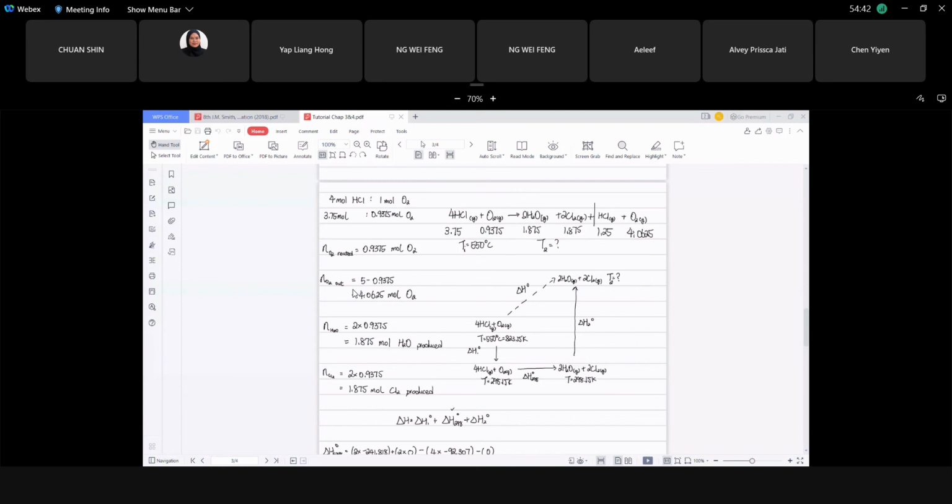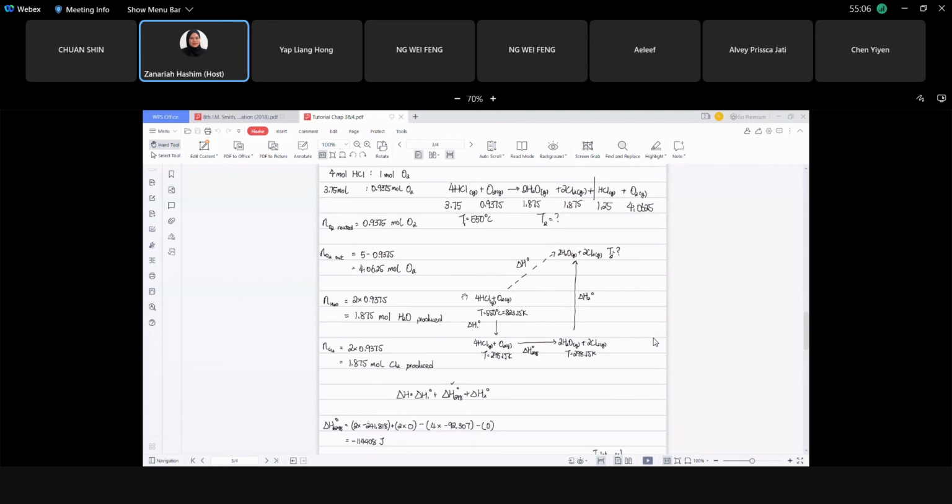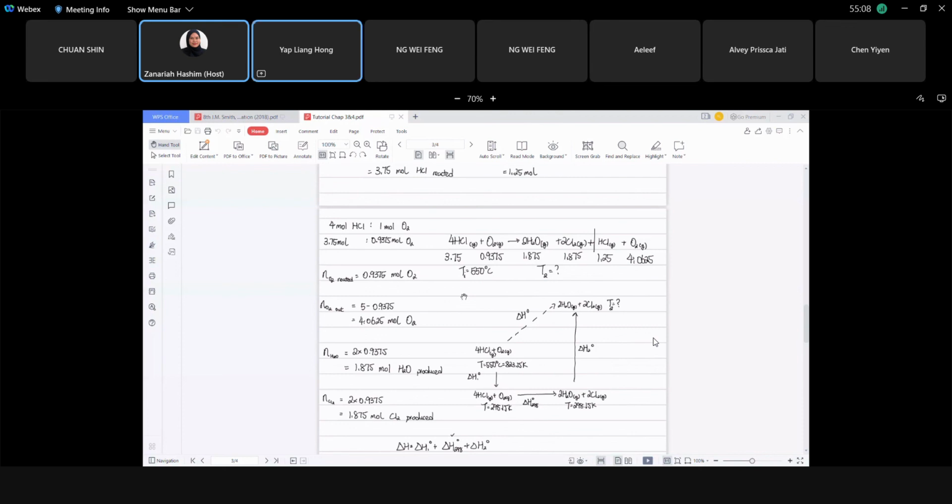Okay, sorry. So it's supposed to be air, right? So there should be nitrogen in there. Because the composition of air we assume as 21% oxygen and 79% nitrogen, your mole of oxygen is also wrong, because the equimolar is between HCl and air.